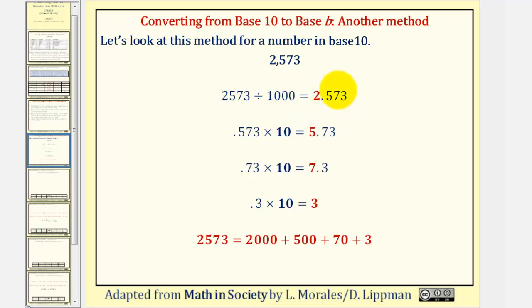So if we take just the decimal part and multiply by the base of 10, notice how this gives us 5.73, where the 5 tells us how many hundreds remain. This 5 represents 500. If we take this decimal part, multiplied by the base 10, it tells us how many tens remain. There are 7 tens or 70. And then finally the 0.3 times 10 gives us how many ones remain. There are 3 ones. Now let's take a look at our examples.